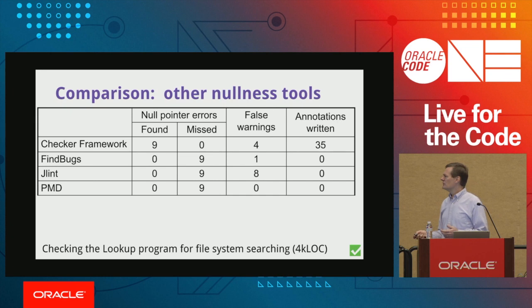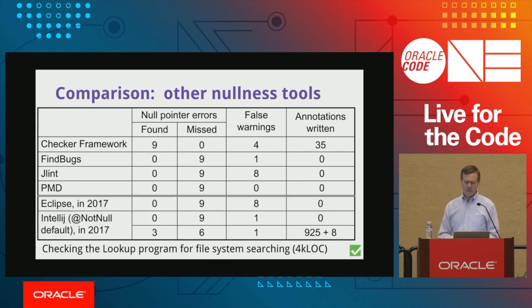What about newer tools? So just this past year, we did a comparison. Eclipse and IntelliJ have built-in nullness checking. And so here's what their results are. Eclipse found no errors. In other words, it missed all 9, and it issued 8 false positive warnings. Again, Eclipse and IntelliJ, you don't have to write anything. In IntelliJ, if you don't write anything, it missed everything and issued only 1 false positive warning, so I guess that's better. But you can also write annotations yourself.